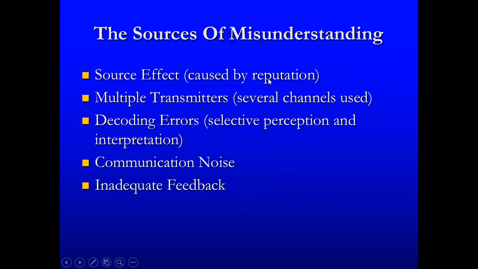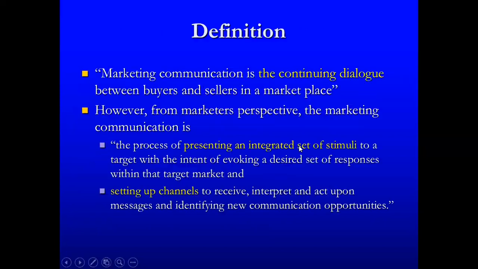So the sources of misunderstanding in communication include source effect caused by reputation, for example, multiple transmitters, that is several channels used, decoding errors, selective perception and interpretation by the receiver, communication noise, and inadequate feedback. So these are certain sources of misunderstanding.